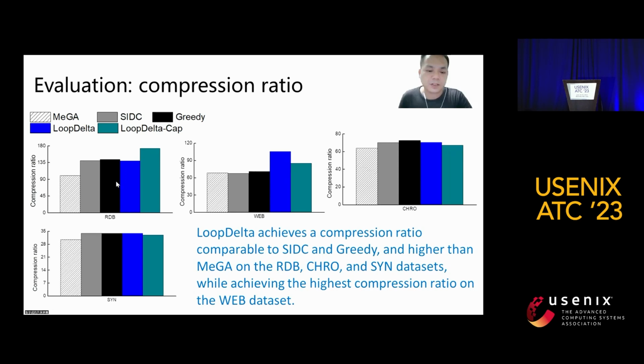Additionally, on the RDB dataset, rewriting improves the compression ratio because it allows the most recently related chunks to serve as a base chunk. For previously related chunks, the similarity between the most recent related chunks and the chunk in the current backup is higher. However, on the other datasets, rewriting slightly decreased the compression ratio.